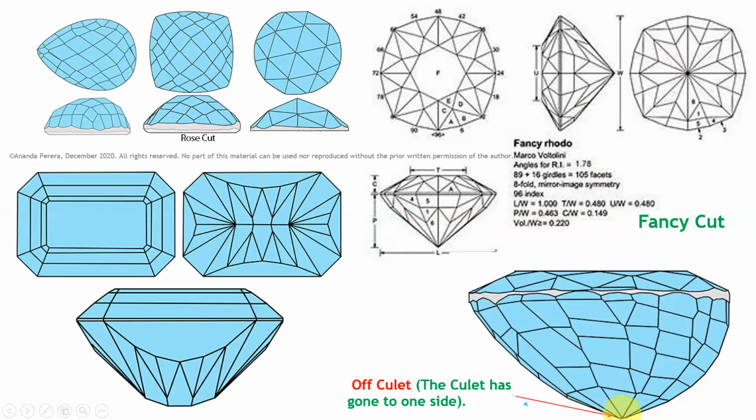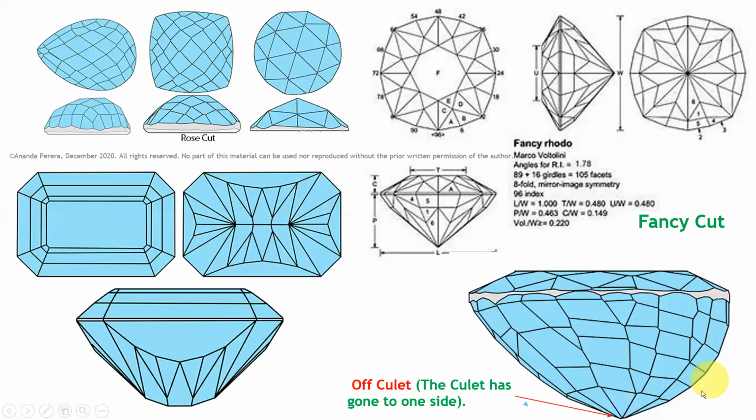And the culet here has gone to the right side. This is the center of the stone. The culet should be here, but it is here. So this error is called off culet. Then buyers reject these stones. So we have to recut this.